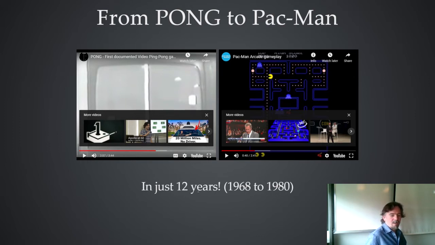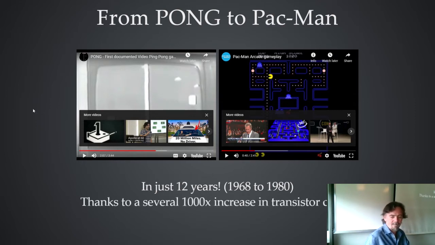So that was only a period of 12 years, and I think it was a factor of tens of thousands in terms of the transistor density between these two devices.